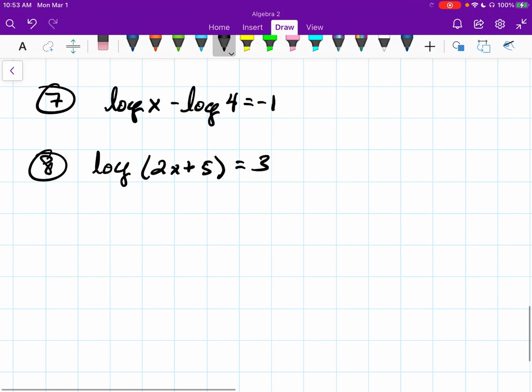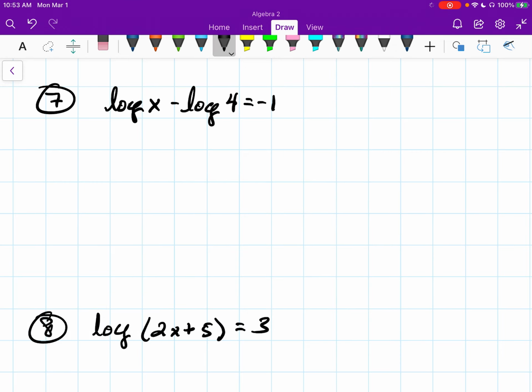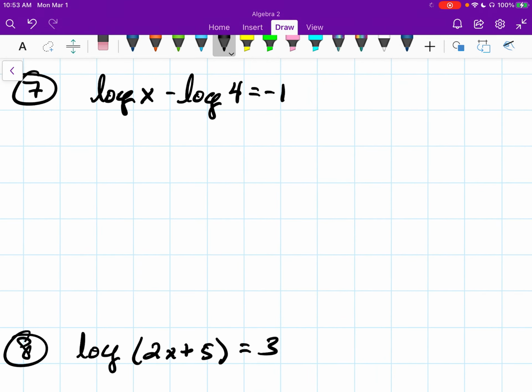Number 7, almost done. Kind of like in the last one, only this one's a little bit easier. We're going to have to combine logs to start off with. So I'm going to combine the log of x minus log of 4, and this will be log of x over 4, right? And this is log base 10.